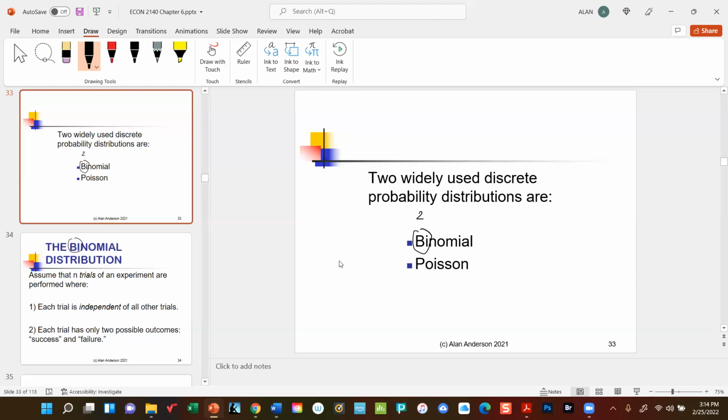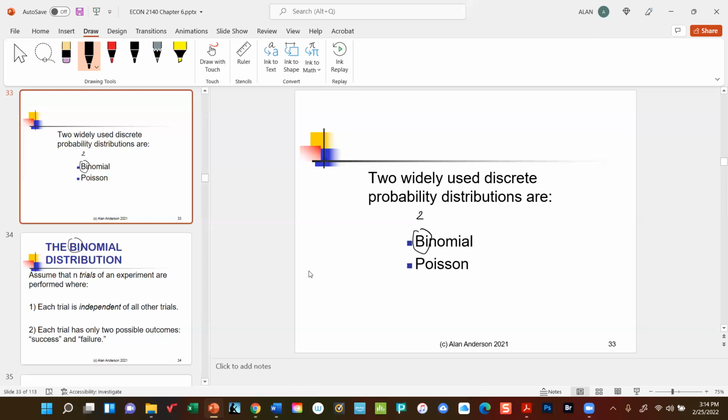Now, these are special cases. In order to use these probability distributions, we must make sure that certain conditions are met. Otherwise, our results will not be very useful. So in other words, we can't just blindly apply these whenever we feel like it. They're meant for specific situations. And if those conditions are met, then we should get some highly accurate results. If not, the results will not be very useful. So we'll start by examining the binomial distribution.